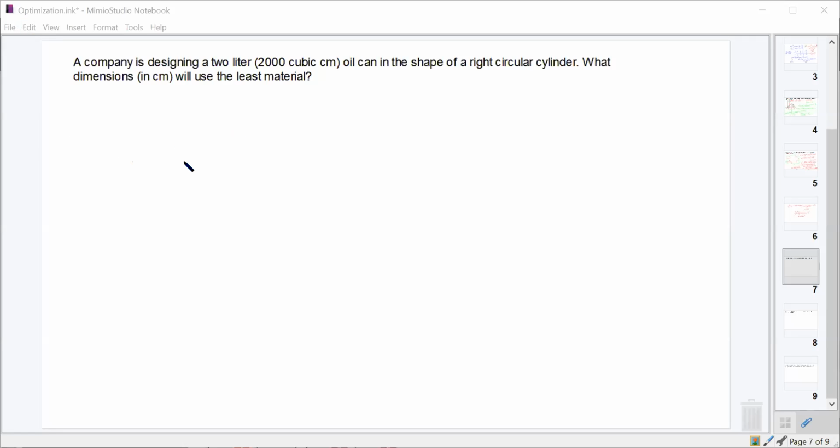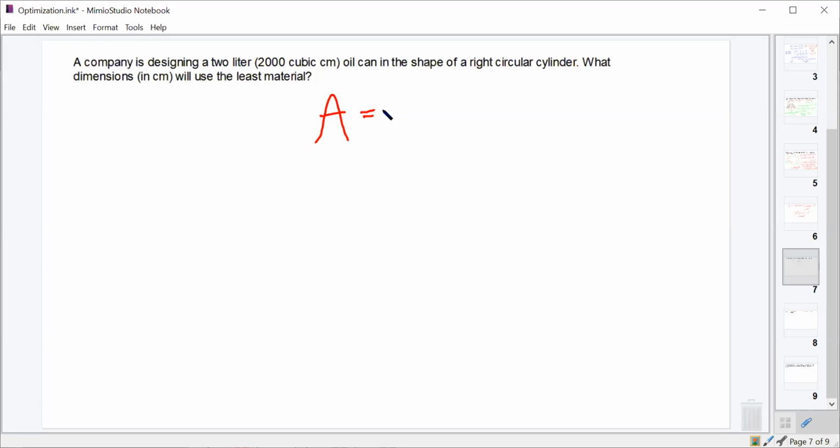So we want to design a 2-liter, or 2,000 cubic centimeter, can that's in the shape of a right circular cylinder. And we want to know what dimensions will use the least amount of material. So the amount of material that's used, if we're neglecting the thickness of it, should be a surface area. So we'll call this a surface area equation that we're looking for, that we want to minimize.